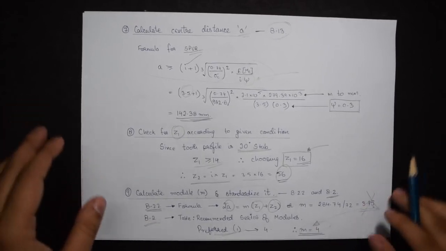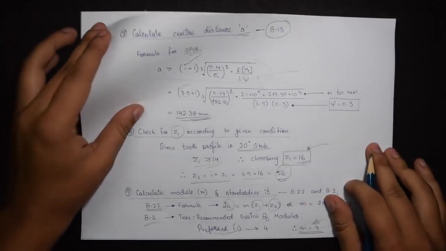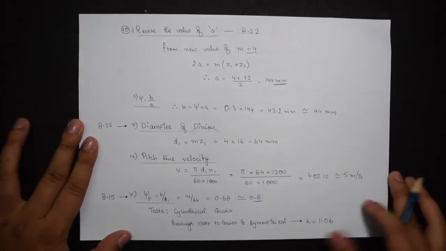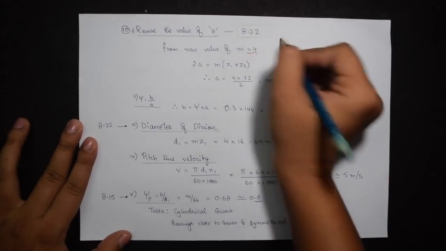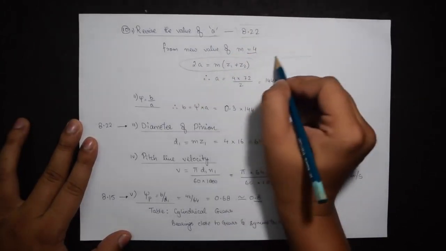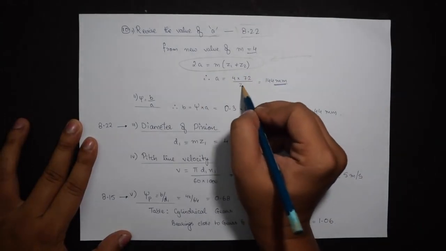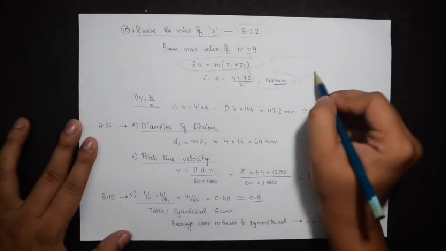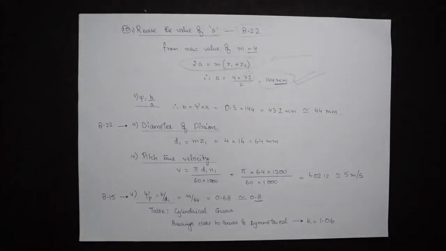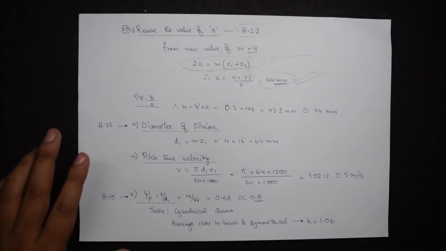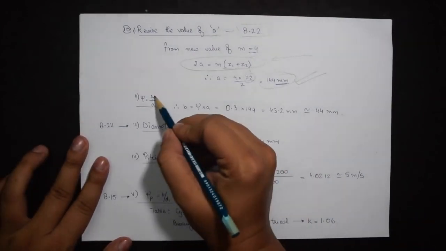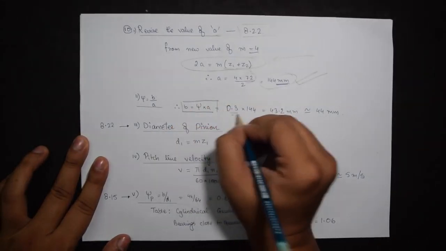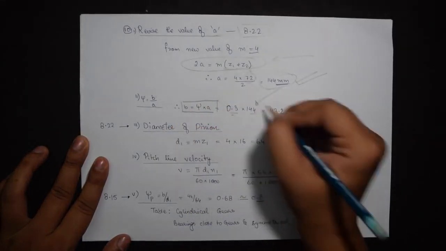Now since my module is standardized as M equal to 4, I will have to revise the value of A. Again on page 8.22, using the same formula, I will be revising the value of A. So A is equal to 4 into 72 divided by 2. 72 is Z1 plus Z2, which gives a value of 144 mm. Similarly, I will be finding the value of B over here, which will be used further on. As I know psi is 0.3 and A I just revised as 144, therefore B becomes 44 mm.